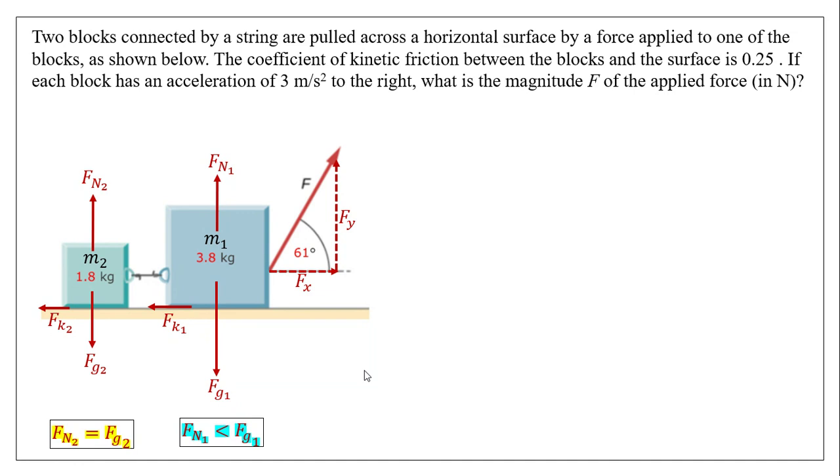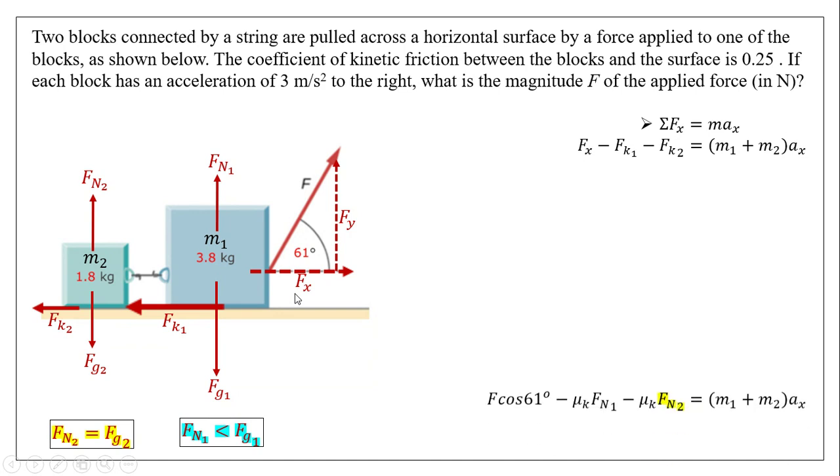Now that we have everything drawn out, let's go ahead and set this up. I'm going to set up the net force in the x direction equals m a x, because the system accelerates to the right. So if I expand this out, if you look at this diagram properly, Fx is pointing right. Fk1 is pointing left, and Fk2 is also pointing left. So I'm going to take Fx, which is pointing right, and subtract Fk1 and Fk2, because both these vectors are opposing the applied force of motion.